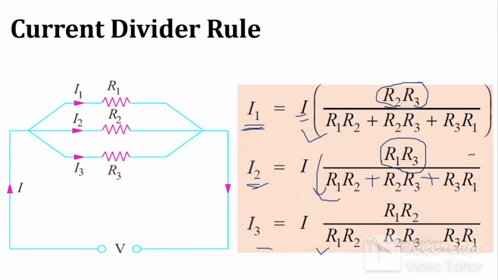And over here a bracket. Now again, if I want to find out the value of I3, then I3 is equal to the total current I multiplied by R1 R2, the remaining resistances in parallel with R3, and in the denominator there will be R1 R2 plus R2 R3 plus R3 R1.